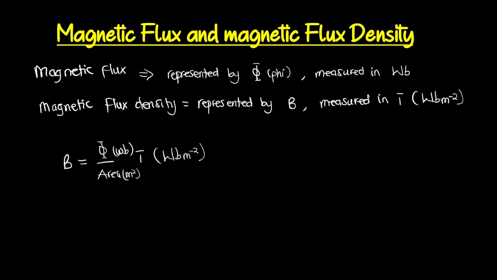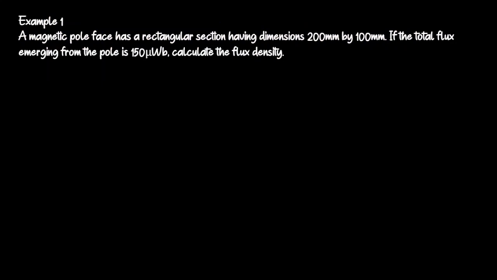So now that we know the definition of what magnetic flux is and magnetic flux density, as well as what the formula for magnetic flux density is, let's have a look at some problems to actually appreciate what we are doing. Okay, so we have example number 1. A magnetic pole face has a rectangular section having dimensions of 200 millimeters by 100 millimeters. If the total flux emerging from the pole is 150 microweber, we are to calculate the flux density. All right, this is a very simple solution, so let's go ahead and look at that.